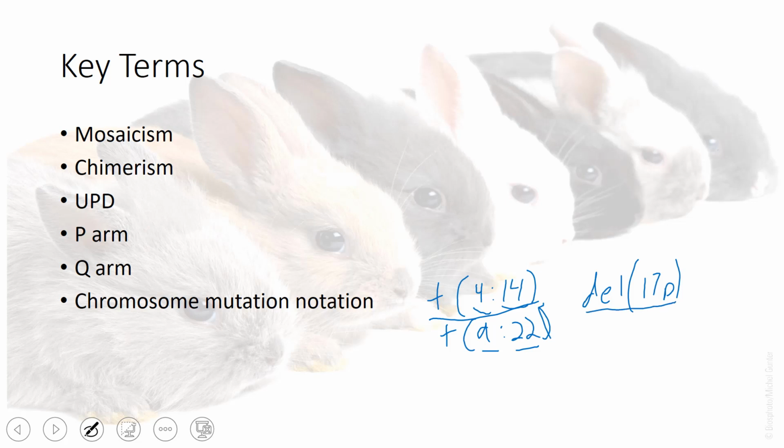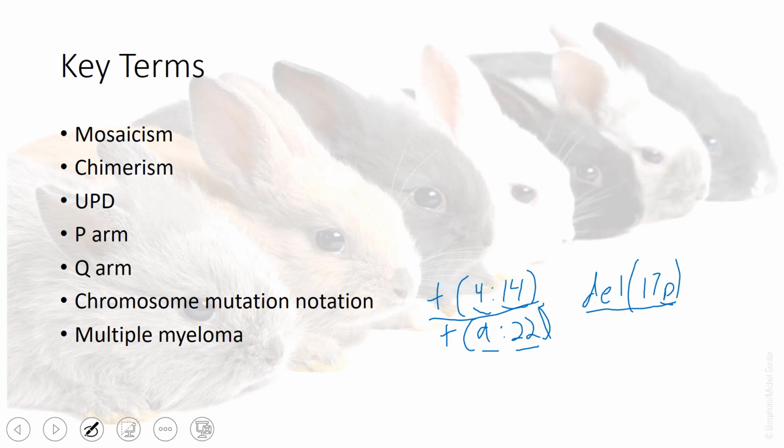This notation tells us that we have a deletion in the 17p arm, or on the p arm of chromosome 17. Could be the entire arm, or it could be most often just a portion of chromosome 17 that was deleted. All right, multiple myeloma.